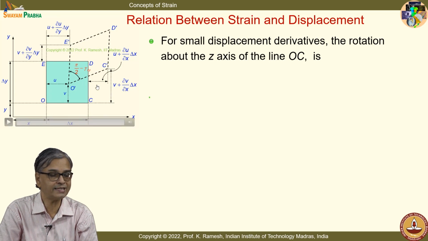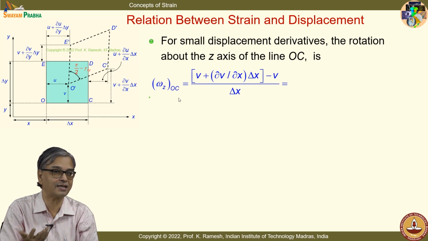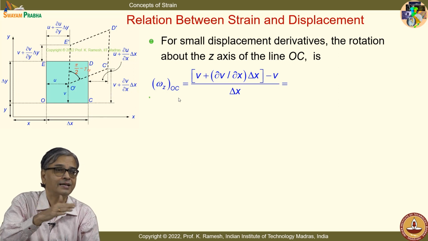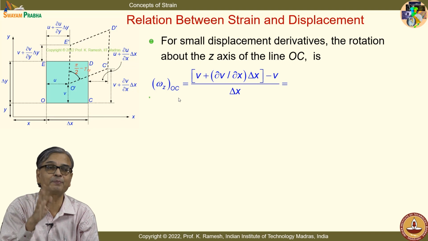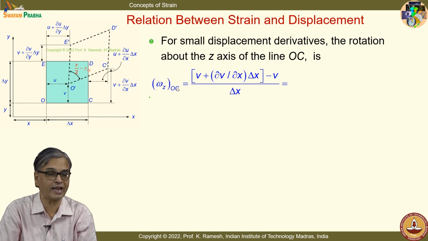So the line OC has rotated by a small angle, and that angle you can find out, we have already looked at as theta 1 and theta 2. And here I say anti-clockwise rotation is positive and clockwise rotation is negative. I should apply the sign convention. So when I do this, I get the rotation about the z axis of line OC reduces to v plus dou v by dou x delta x minus v divided by delta x gives me dou v by dou x, and this has rotated anti-clockwise. So this is positive.